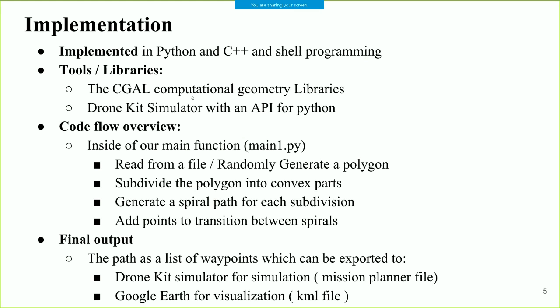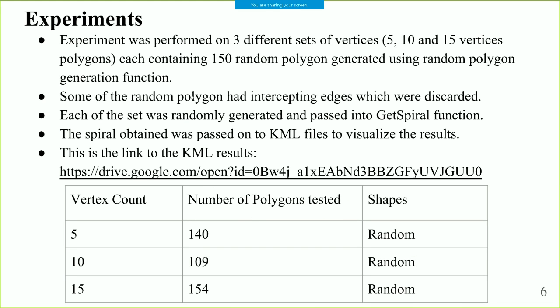So the final output that we get here is a KML file, which is a set of coordinates which can be visualized in Google Earth, and the other one is a DroneKit text file that can be simulated in the DroneKit simulator. In the experiments that we performed, we used three different sets, each having 150 random polygons generated by a random generation function. So each of these polygons had a get spiral function which was passed on to get the spiral, and the spiral that was generated was then passed on to the KML file to visualize the results. The link that is provided here shows the data that we have generated.